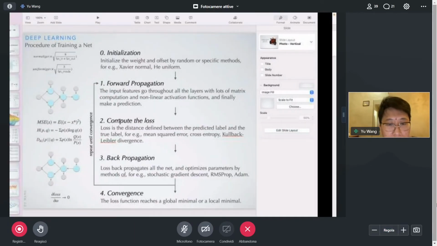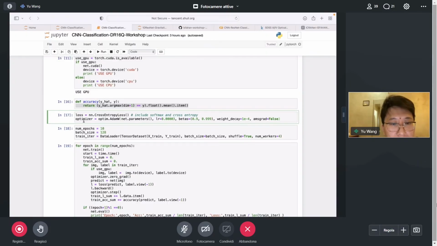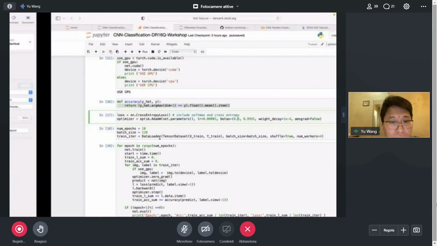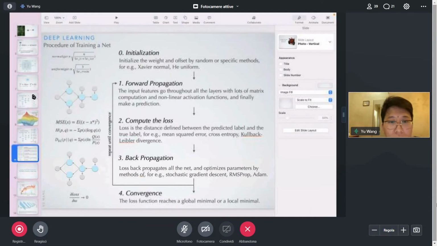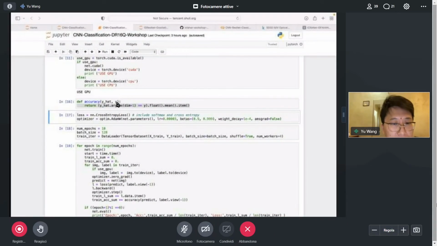And the back propagation is this optimizer. We use W to optimize. So this thing defines how this point moves. It has some features, and this one is smart.